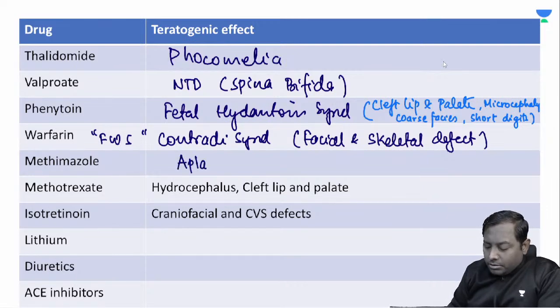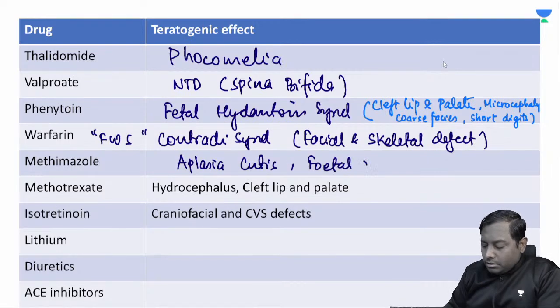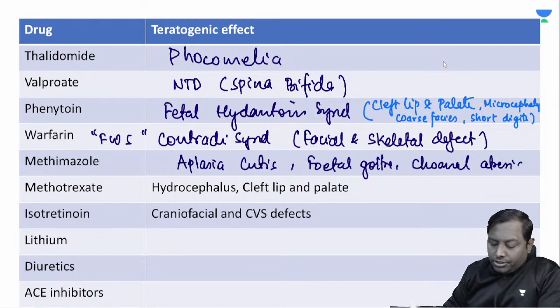Aplasia cutis. Fetal goiter, choanal atresia. It can even lead to esophageal atresia. Methotrexate causes hydrocephalus, cleft lip and palate. Isotretinoin will be causing craniofacial and CVS defects.